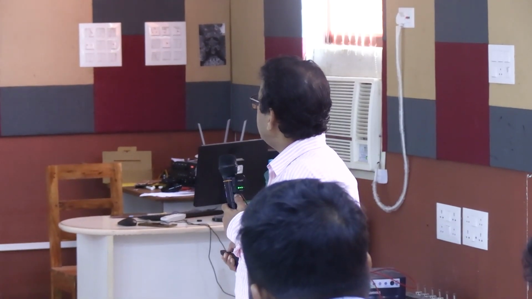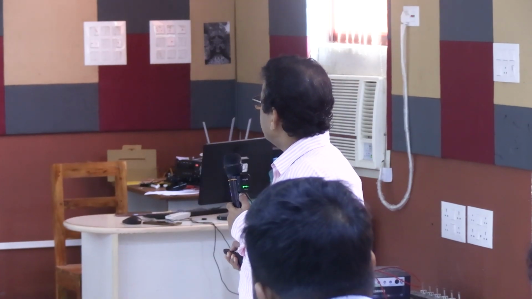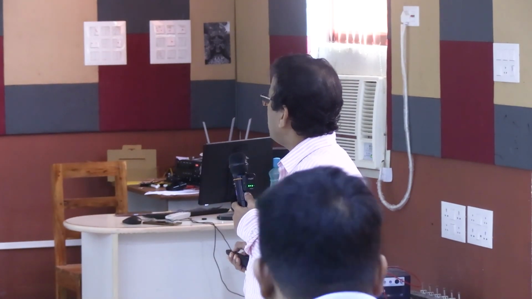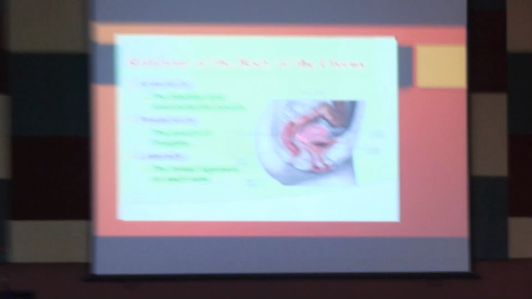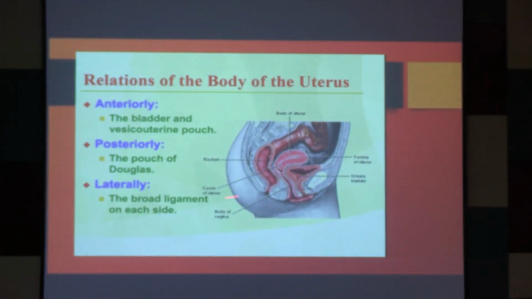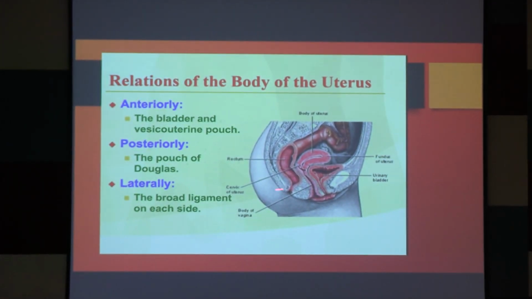If the pouch of Douglas is deepened, it may contain intestine, and that is called a deep pouch of Douglas. If the pouch of Douglas is very long, it may come downwards along with the vaginal wall, and that is called enterocele. That means herniation of the pouch of Douglas, which may or may not contain intestine. So, that is the importance of the pouch of Douglas.